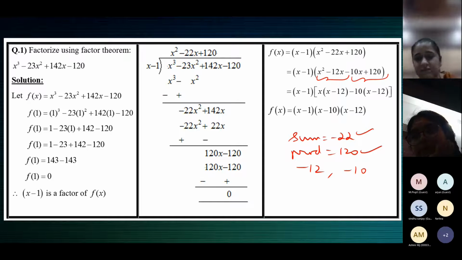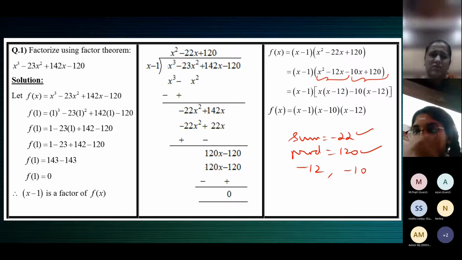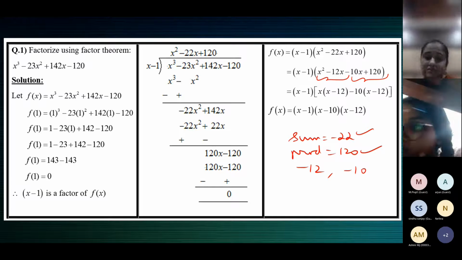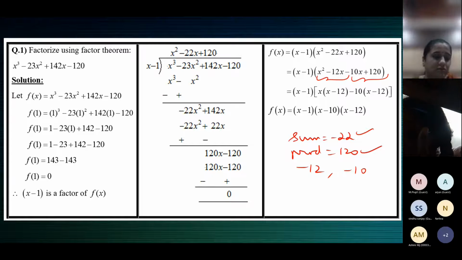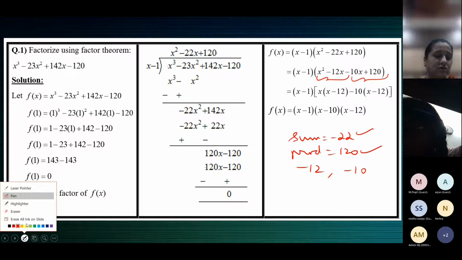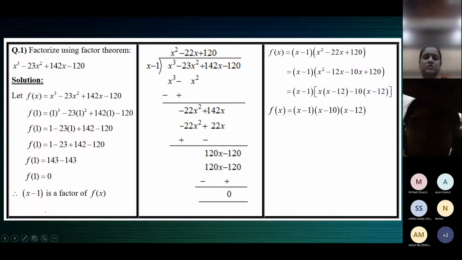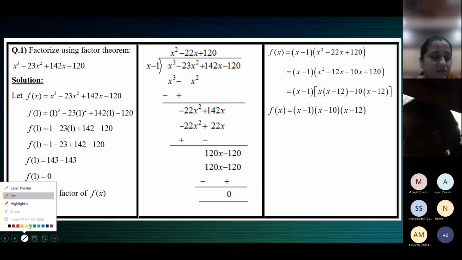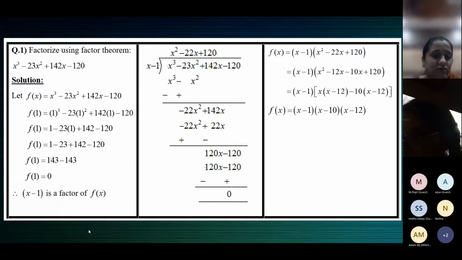X minus 1 is one factor, x minus 10 is the other factor, and the third factor is x minus 12. Any order you can write. You can write it in any order. The order is not important. You can write x minus 12 first and then x minus 10 and then x minus 1. The order is not important. 15 is 3 into 5 or 5 into 3. Order is not important. The factors are important. So this is the procedure to factorize a cubic polynomial using factor theorem.